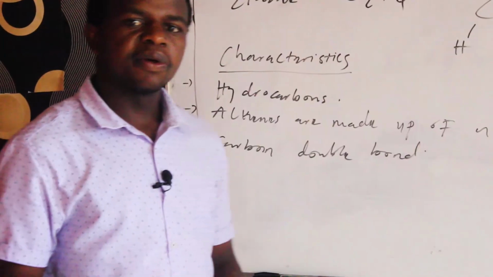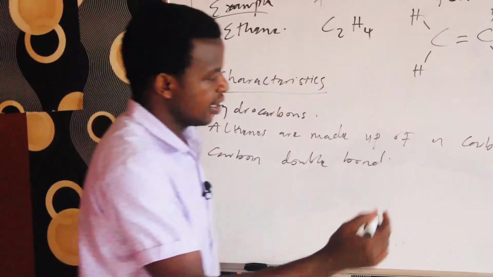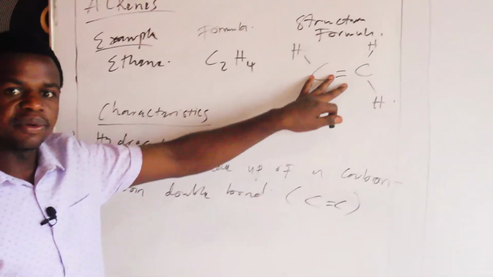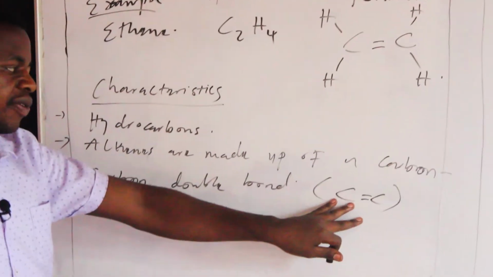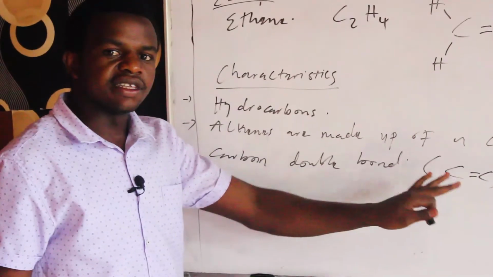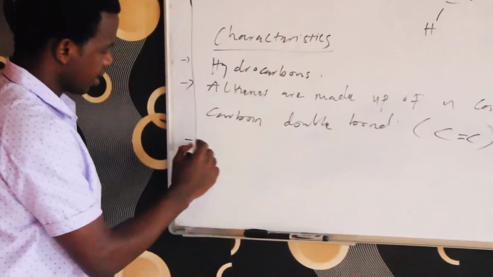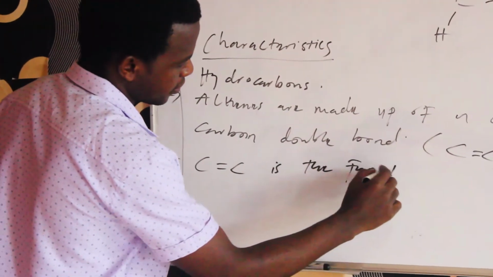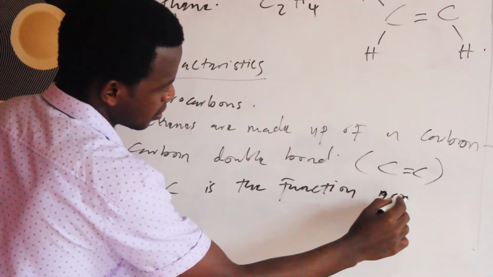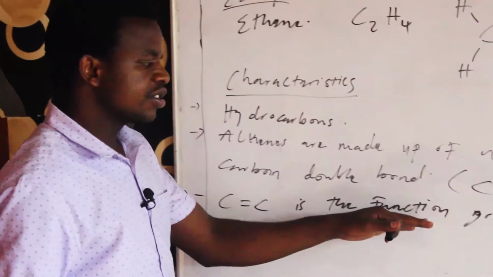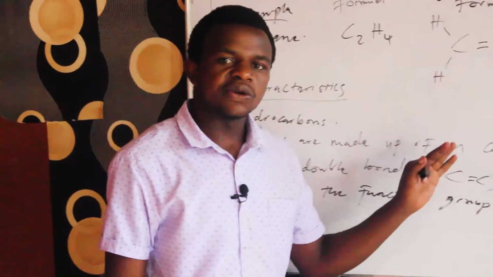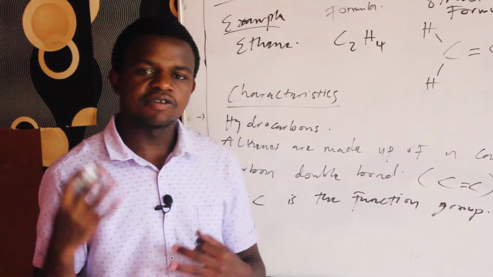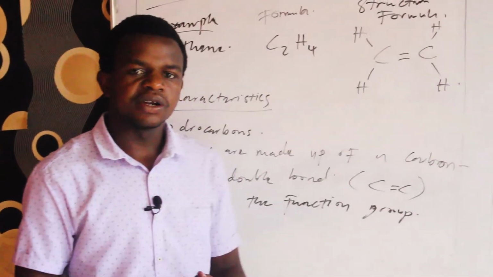Then the carbon-carbon double bond, that's the functional group. So the carbon-carbon double bond is in this form. So this part here, this is the carbon-carbon double bond, which is written in this form. And this carbon-carbon double bond, that's the functional group. And the functional group is just the part of the molecule that largely determines how the molecule reacts.